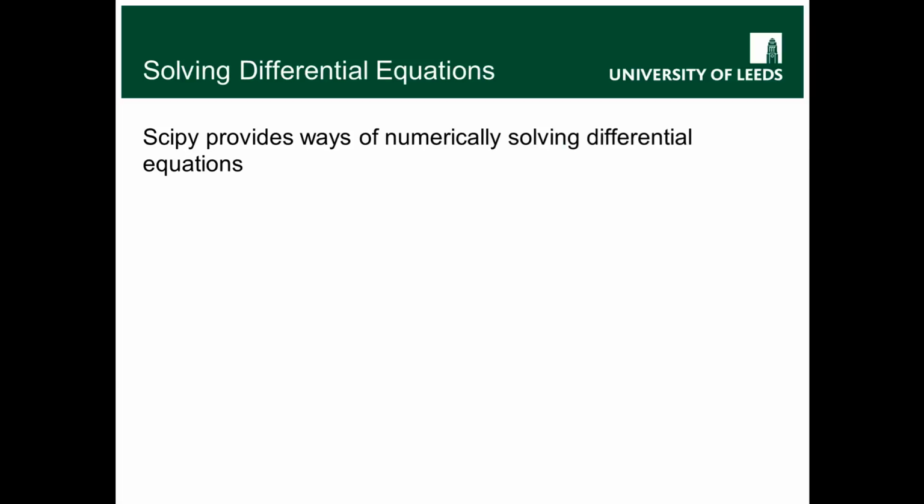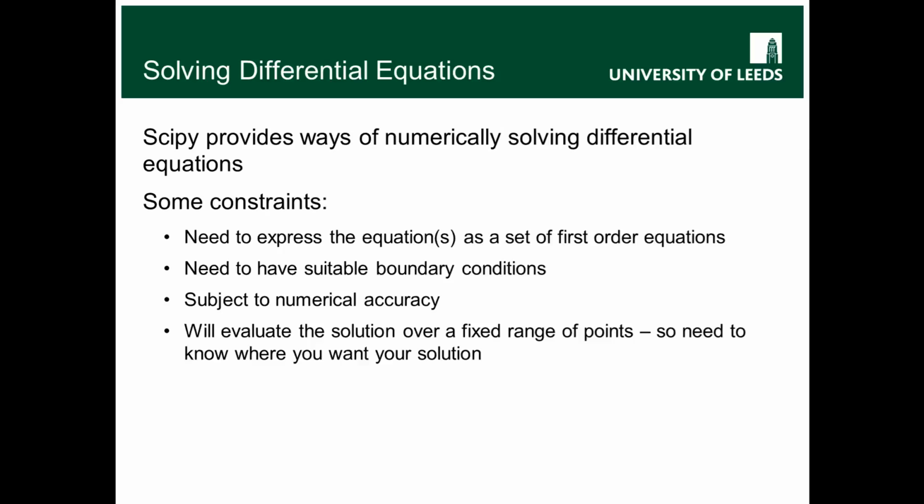So Scipy gives us some ways of actually doing that, but we have some constraints. The way I'm going to show you, you need to be able to express your system as a set of first order equations, that is in terms of dy/dt equal to some function of y. If you have more complicated problems, as I'm going to show you, you have to do a little bit of work first to get it into a format that's going to work with the Scipy functions. You also need suitable boundary conditions, and in particular, for this method, you have to know what the starting conditions are.